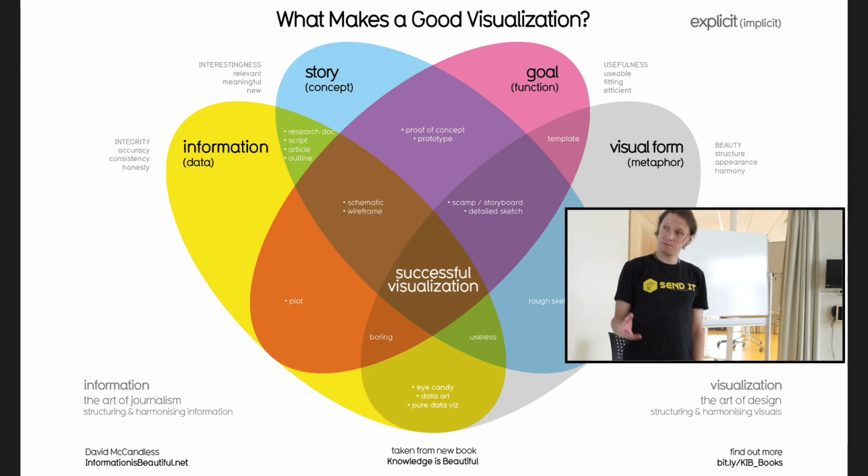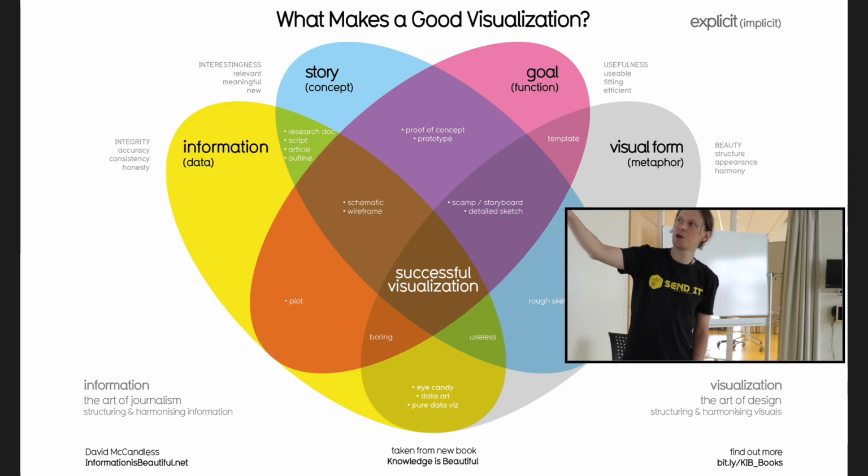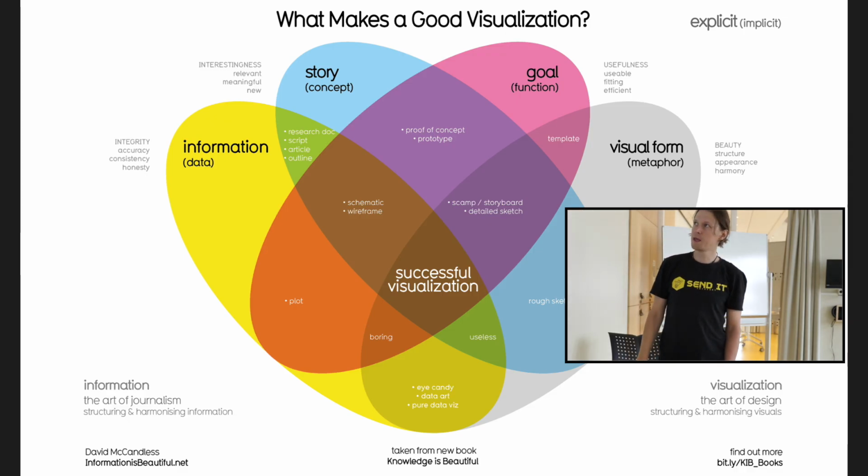Returning to data graphics. So what makes a good data visualization? This is a picture I found on the internet. It's showing a Venn diagram. That's our introduction to visual structures a little bit. This is called a Venn diagram. It shows the overlapping or intersection of different concepts. And a successful visualization, according to this, would have a visual metaphor, follow some kind of goal and function, have a story to tell, and have good information and data there.